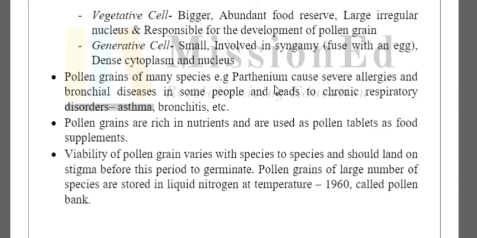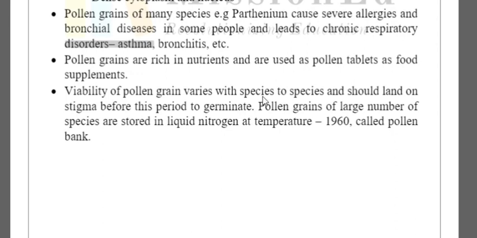Now pollen grains, for example in Parthenium species, are known to cause severe allergies. So they are allergens and cause bronchial disease in some people, which leads to chronic respiratory disorders like asthma, bronchitis, etc. And the viability of the pollen grains differs from species to species. So it is very important to ensure that these pollen grains actually land on the stigma before they can germinate. If we want the germination to happen, then it has to definitely land on the stigma. Pollen grains of a large number of species are stored in liquid nitrogen at a temperature of minus 196 degrees Celsius. This is called the pollen bank, and the process of this storing is called cryopreservation.